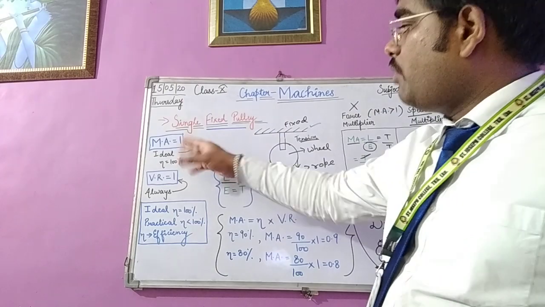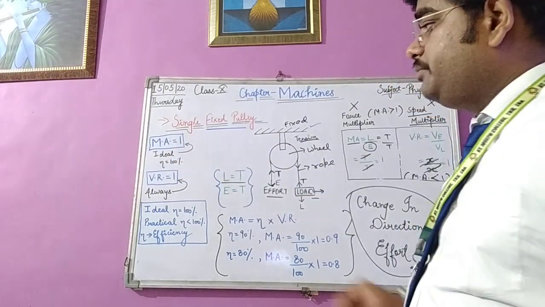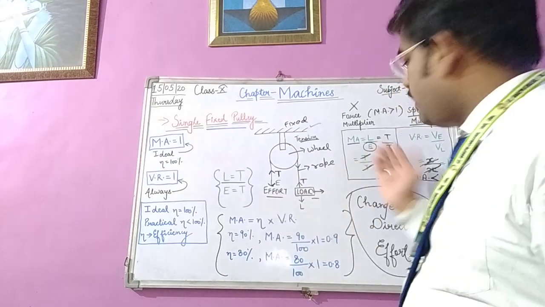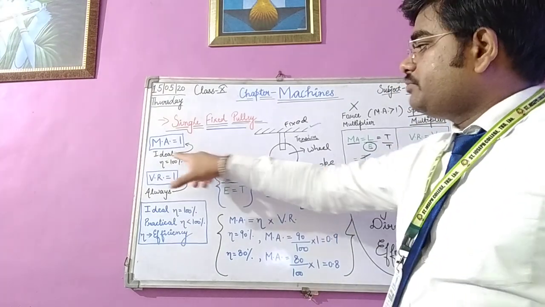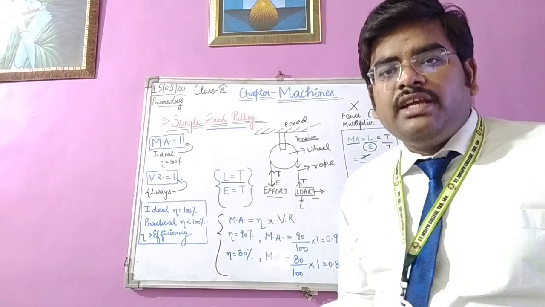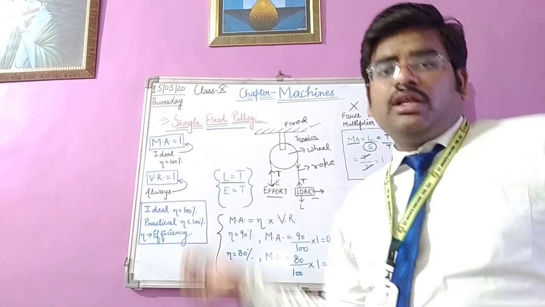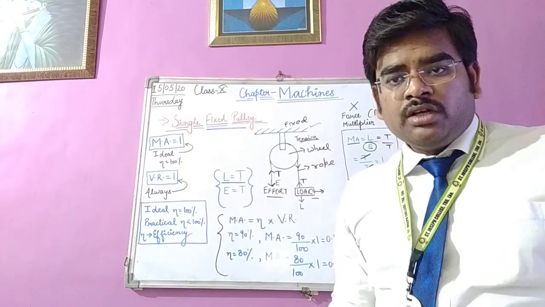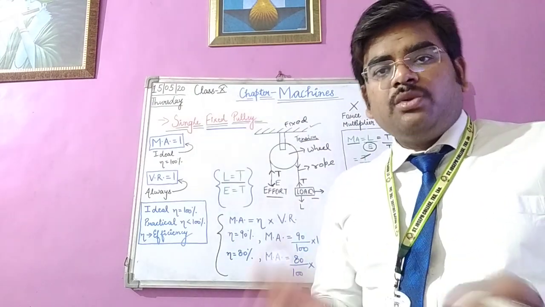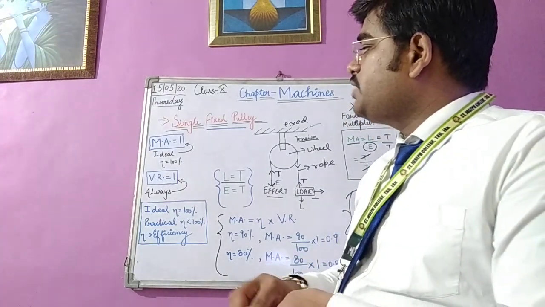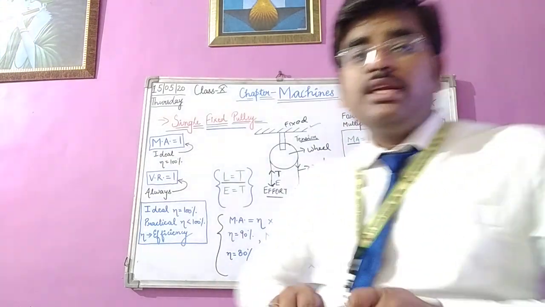Class, have a look. One thing I have also written here, mechanical advantage is equal to 1. We have proved this. If the mechanical advantage is equal to 1, that means it is an ideal machine. Whatever work you have input, you are getting the same output. जितना काम आपने किया उतना ही आउटपुट आपको मिल रहा है उसमें से. That means mechanical advantage is equal to 1. That means this one is an ideal machine.